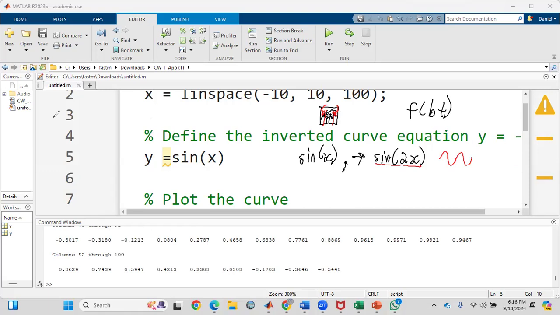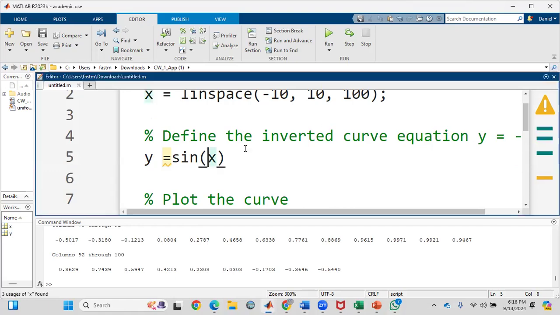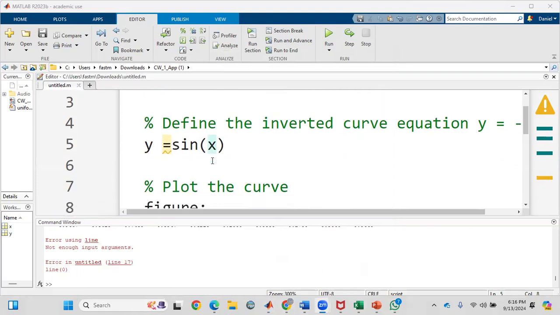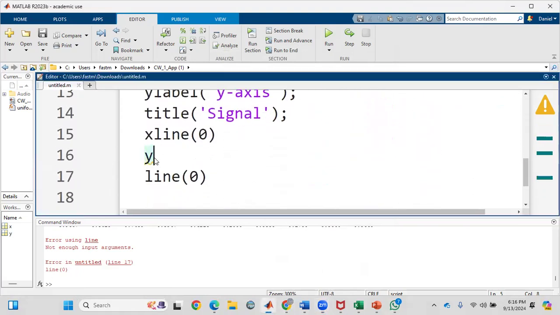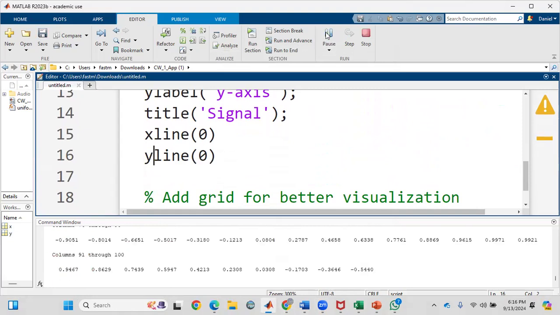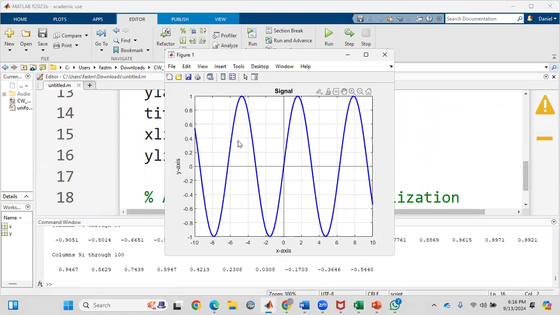So let's see how our sine x will look, just by explanation. I run this, it should come up any time now. That's not right, I think I made a mistake in the code. All right, so I run that again. Nice, so right now we have this.